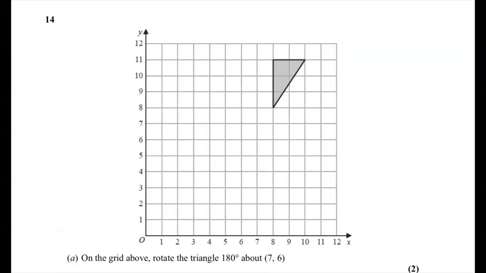Okay, so we're being asked to rotate the triangle 180 degrees about 7, 6. So the first thing we want to do is mark on our 7, 6. We would then grab our tracing paper and place it over the shape and our cross.